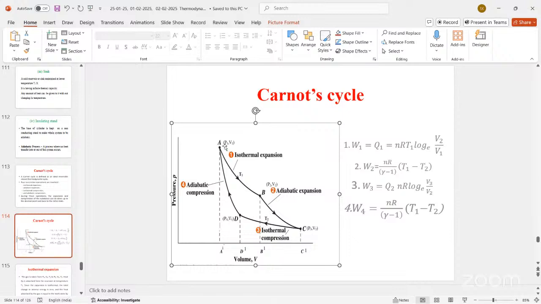P4 V4 T2 to P1 V1 T1. Very good. So the total Carnot cycle process is this one. We will get this equation.